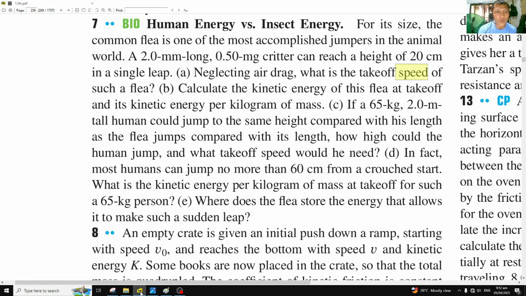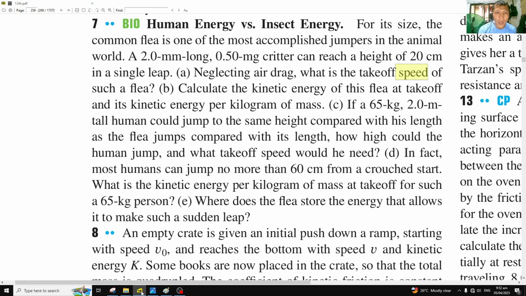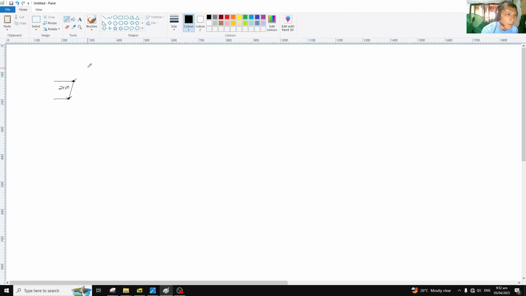The height is 2 centimeter. The flea has a mass of 0.50 milligram. The question is, what is the velocity V0, the velocity as it jumps, to reach a height of 2 centimeter?